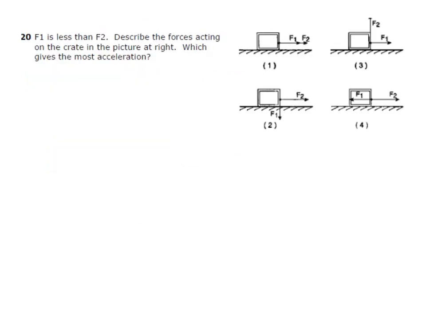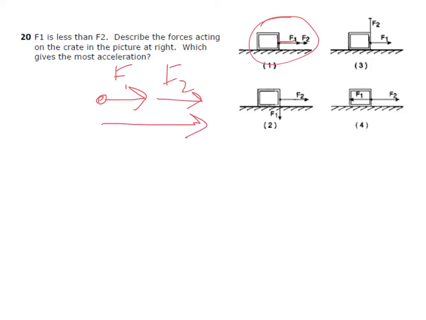In this question, it says describe each of these blocks and describe the forces that are acting on this crate and which one gives the most acceleration. In the first example, force 2 is greater than force 1. You can see, and they are both in the same direction. If we were doing this as a free body diagram, we could put these tip to tail like this, force 1 and force 2, and we would see that the overall net force is this. So we have a high net force in one direction, which means we have a high acceleration.